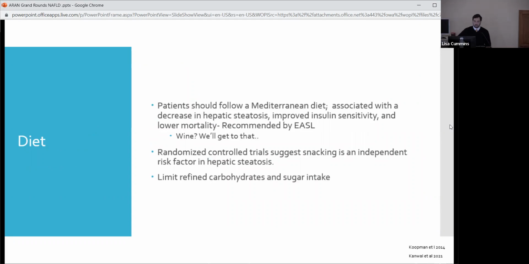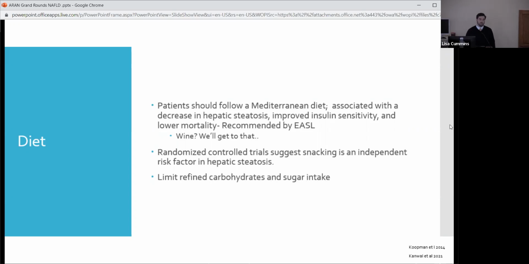Diet, I recommend the Mediterranean diet. The European Association for the Study of Liver Disease recommends the Mediterranean diet. It has an association with decreased hepatosteatosis, improved insulin sensitivity, and lower mortality overall. There's this stuff about wine in the Mediterranean diet we can talk about here in just a second, but that's the one I recommend since it has the most evidence-based improvement.